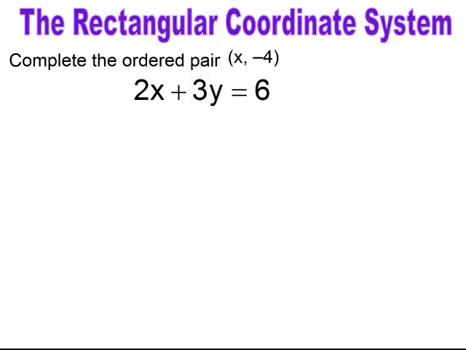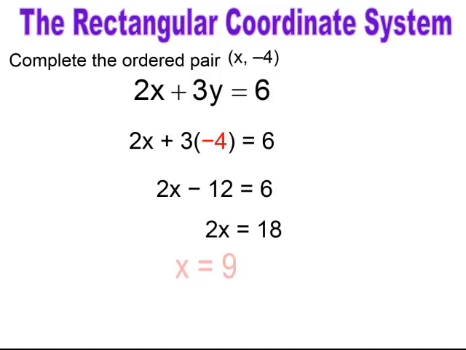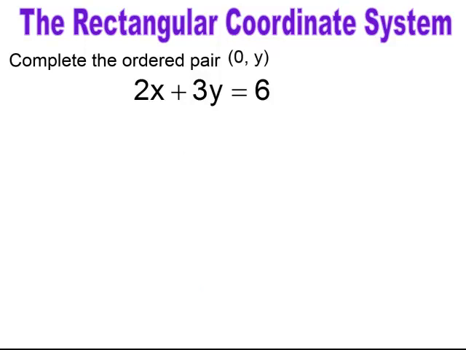Pause and try. In this case, you're given your y value of -4. You evaluate. You have a two-step equation. You're going to add 12, then divide through by 2, and you end up with your x value equals 9.